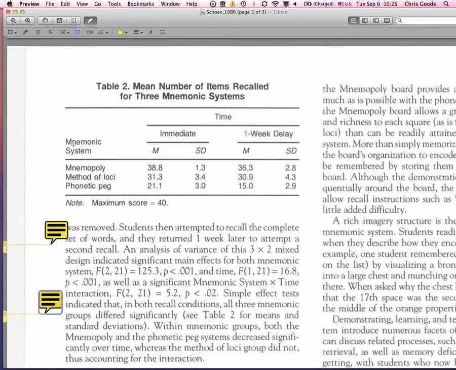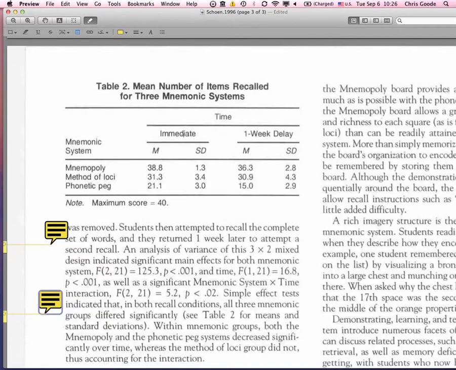Time, mnemonic system. Okay, I see the 3 systems, Mnemopoly, method of loci, phonetic peg. Here's the 2 times. Immediate, that's when they were recalled right after, and then 1 week delay. And M means the mean, the average. And SD means standard deviation, just like it says down here, see table 2 for means and standard deviations. And mean number of items.